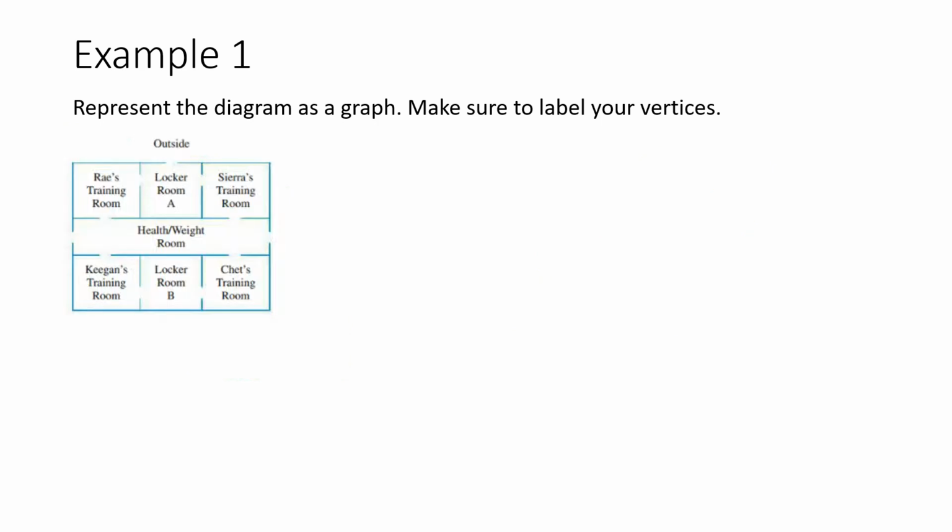Next. Here we got a gym. We want to draw this floor plan as a graph. Okay? So if we were to draw this as a graph, what would our vertices be? The rooms. That's exactly right. So the vertices are going to be our rooms, including outside. So we're going to say outside.